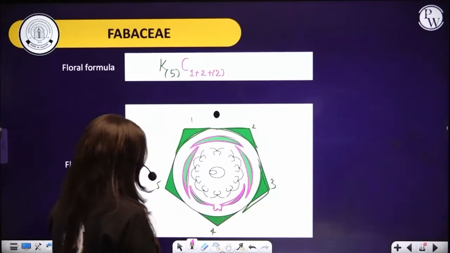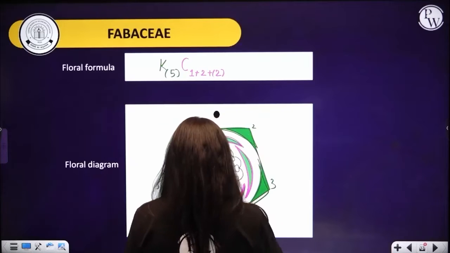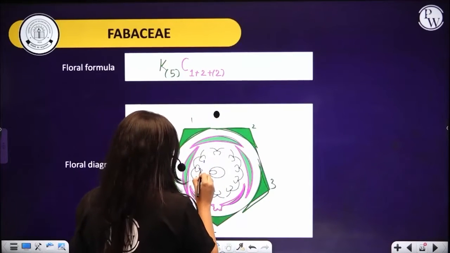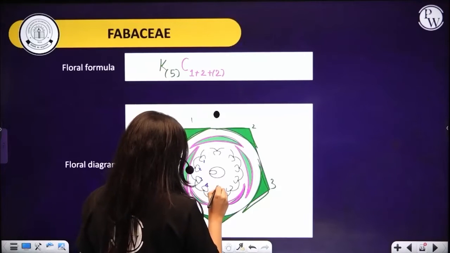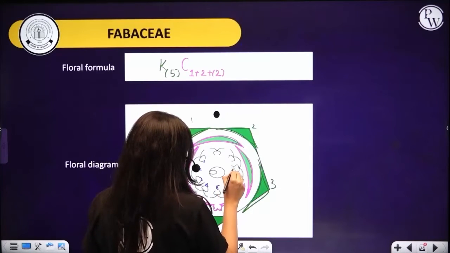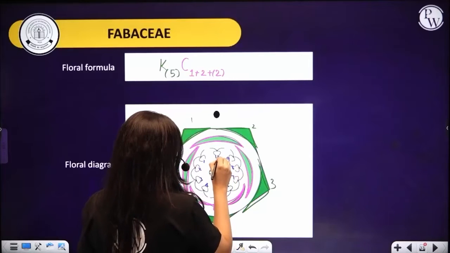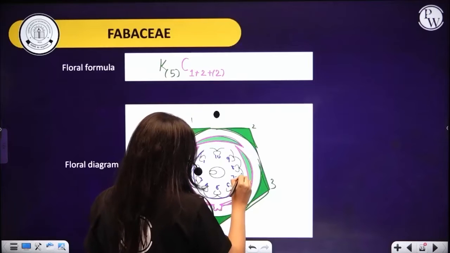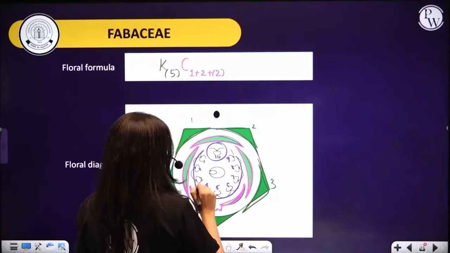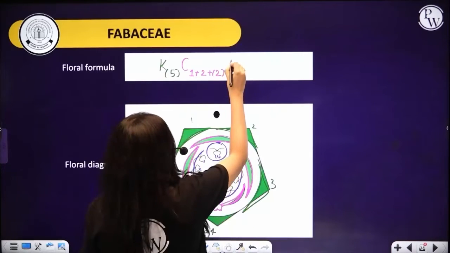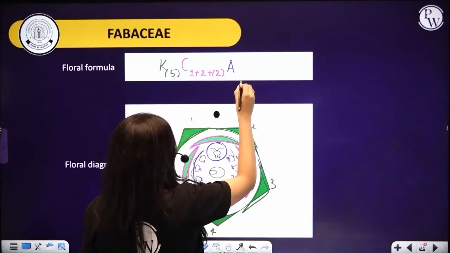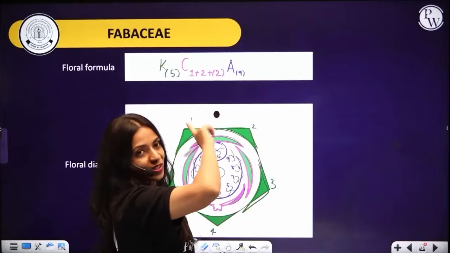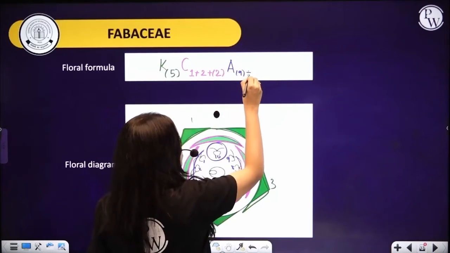All right. Now, let's talk about the androecium. There's 1, 2, 3, 4, 5, 6, 7, 8, 9, 10. If you see, all of these are fused. There's 1 free stamen. So that is represented as A for androecium. There are a total of 10, of which 9 are fused, which is why I'm representing it within brackets, plus 1 that is free.